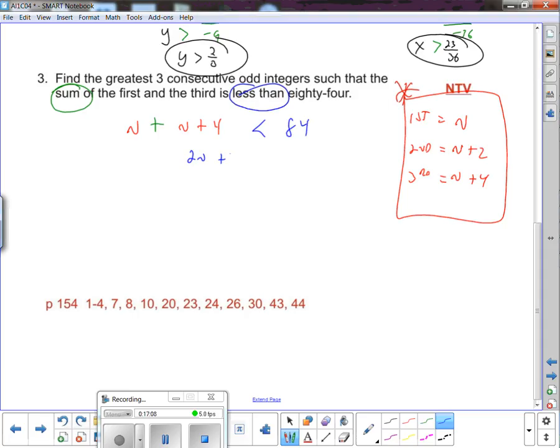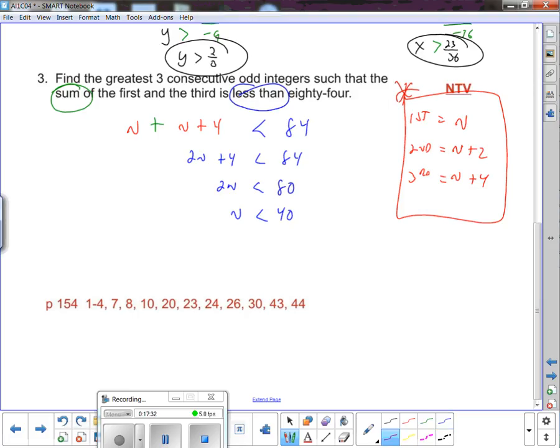2n plus 4 is less than 84. 2n is less than 80, right? Add a negative 4 to both sides. Do you concur? And therefore, n is less than, say it, 40.